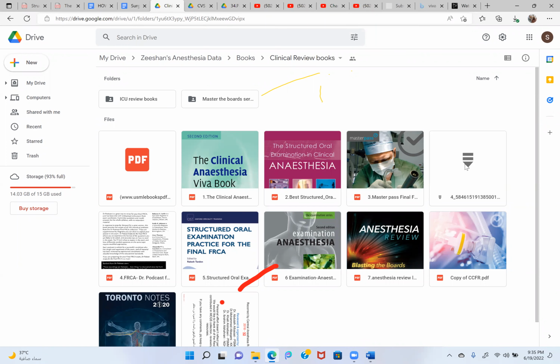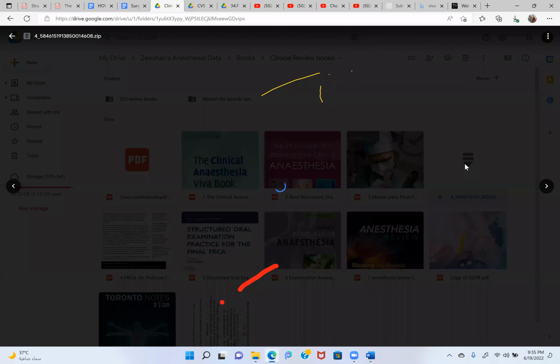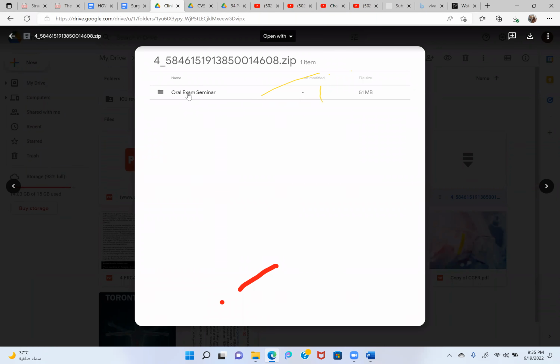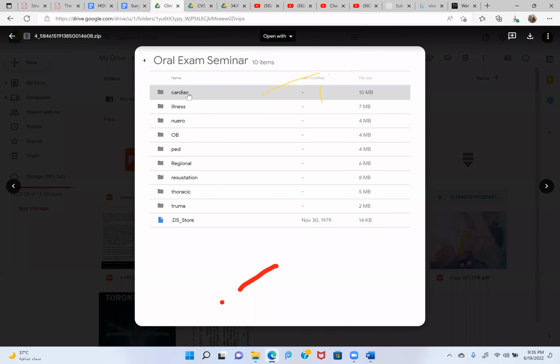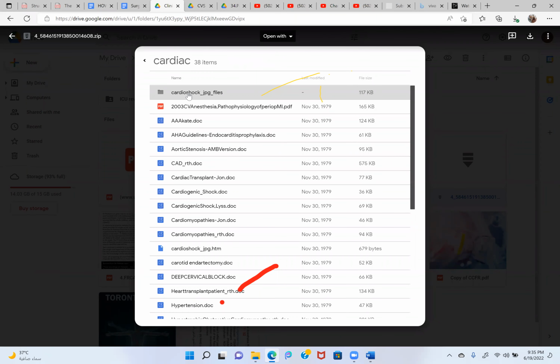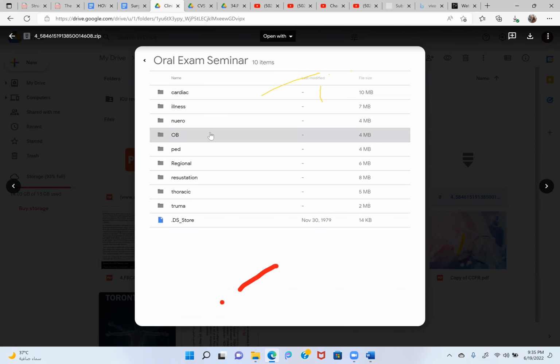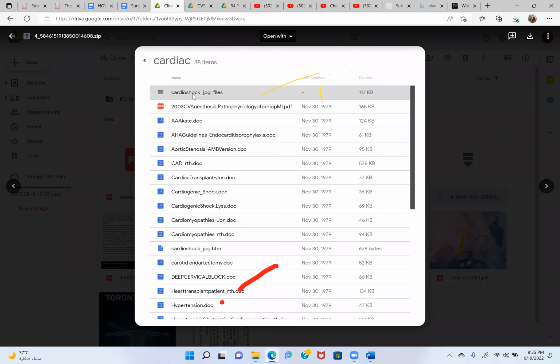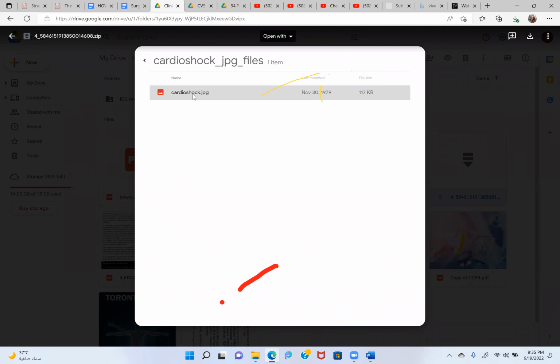This is another folder which I don't think any one of you has opened. There is a book I'm reading, Master Pass Final FRCA. Do you recommend this book? Yes, actually all the Master Pass books are very good, because a lot of questions come from them. I got this from one of the residents, found it here and uploaded it, and it has pearls of all the topics.